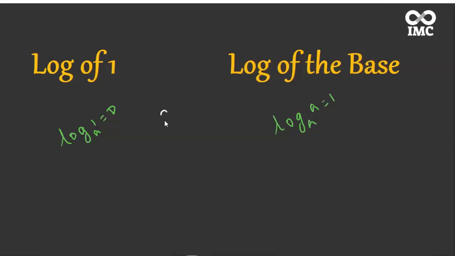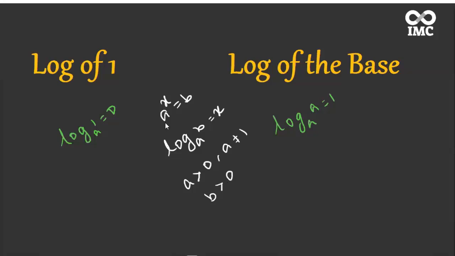We know that if a to the power x equals b, then log base a of b will be x. This is our definition of logarithm, where a is greater than 0 and a cannot be equal to 1. Okay, and b, the argument, will be greater than 0. This is the definition of the logarithm.